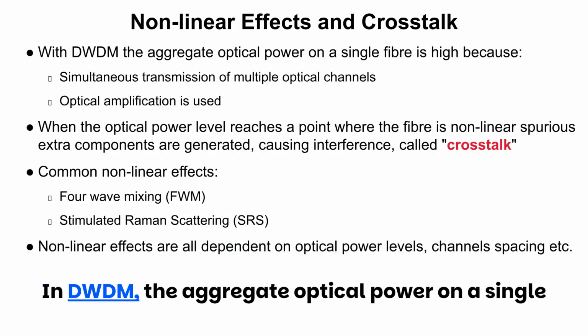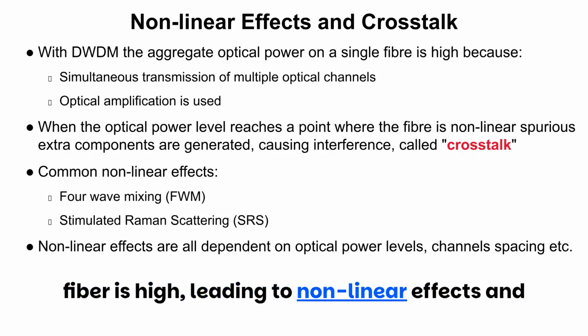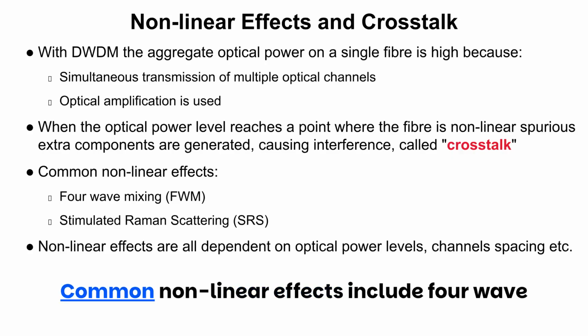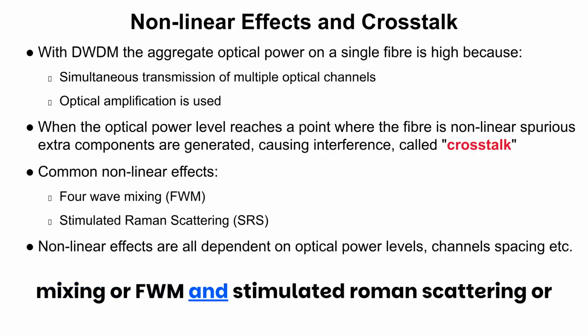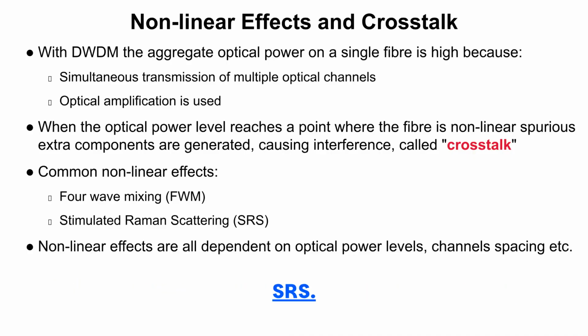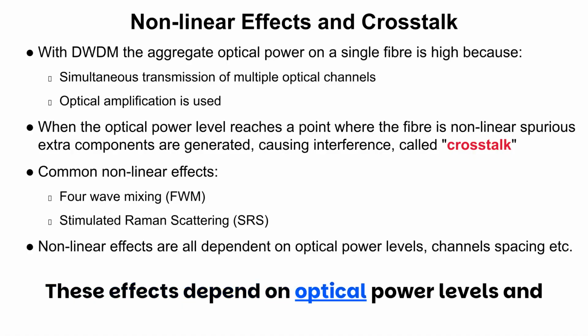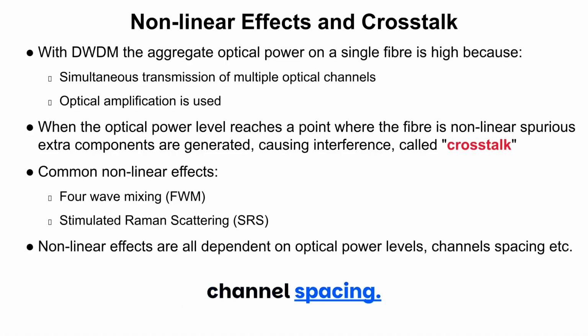In DWDM, the aggregate optical power on a single fiber is high, leading to nonlinear effects and crosstalk. Common nonlinear effects include four-wave mixing, or FWM, and stimulated Raman scattering, or SRS. These effects depend on optical power levels and channel spacing.